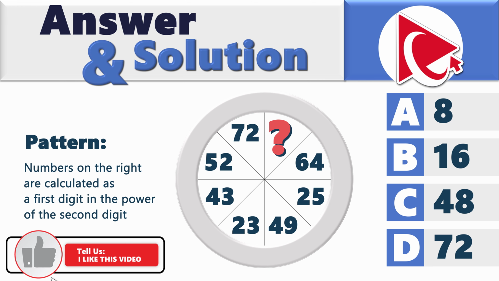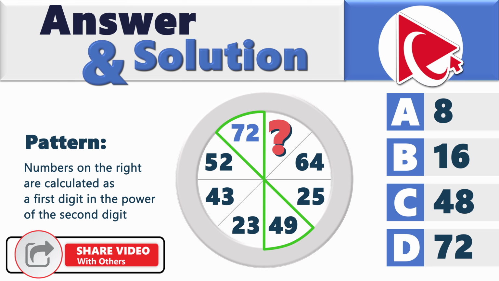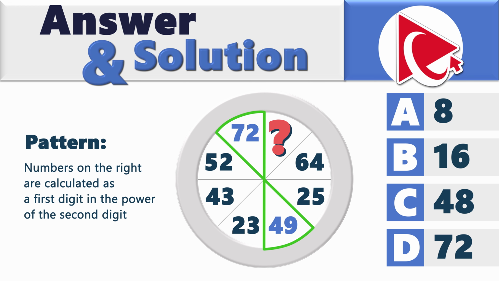Let's look at the example. The number on the left is 72. The number in the opposite section right across is 49. 7 to the power of 2 is 49. This is how 49 was calculated.